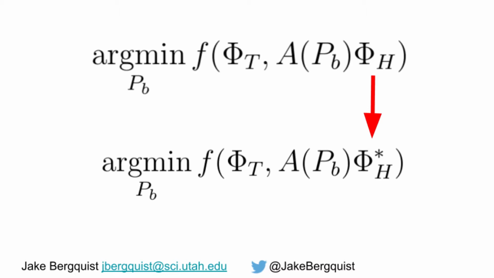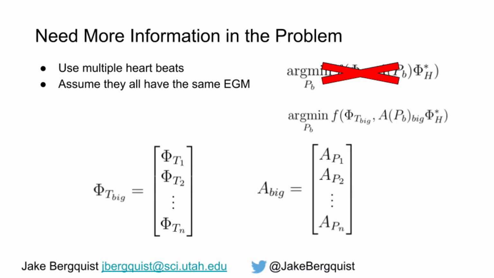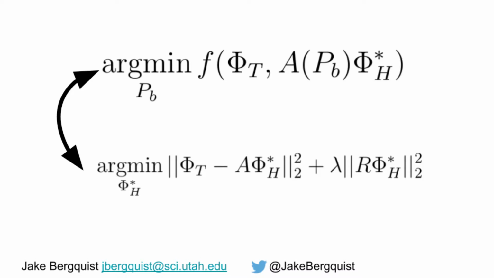To address this, we include additional information in the problem, such as including multiple heartbeats recorded from the torso surface, and assuming that each of them have the same cardiac source potential distribution. We then iteratively estimate new inverse solutions and new cardiac positions for each of the heartbeats considered.